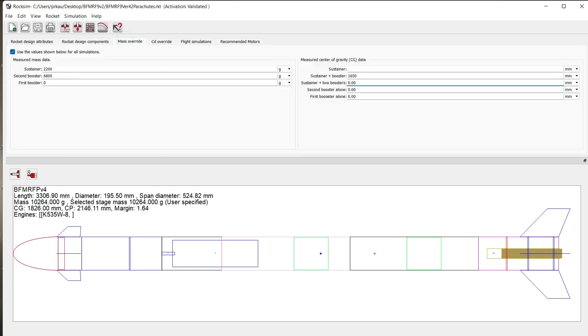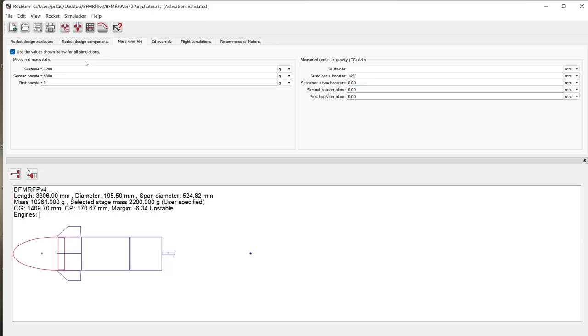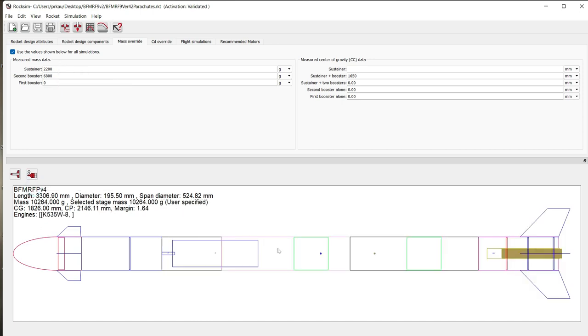I do have the mass override on. The sustainer portion, right here, I've got defined at 2,200 grams, and then the booster, I've got defined at 6,800, and then I've got a sustainer plus booster center of gravity at 1,650, and got a nice margin there.